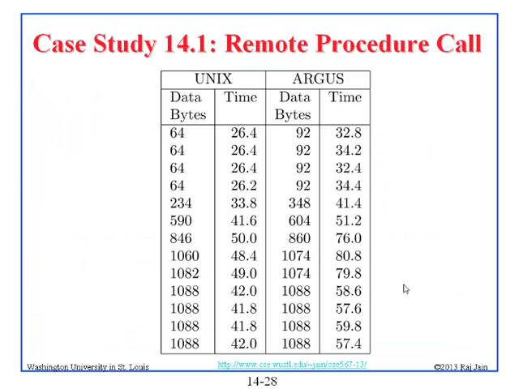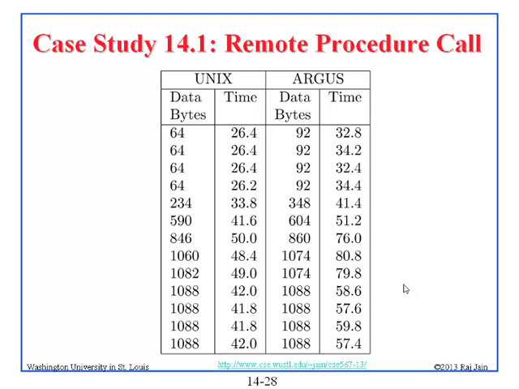All right, so here is a case study. And case study means these are real numbers from a real study. So we did a study of Unix versus Argus. Everybody knows what Unix is. That's an operating system. Argus was another operating system being developed at MIT during the time when I taught this course. So basically the students did the work. Unix versus Argus. And so for different data bytes, they did remote procedure call.